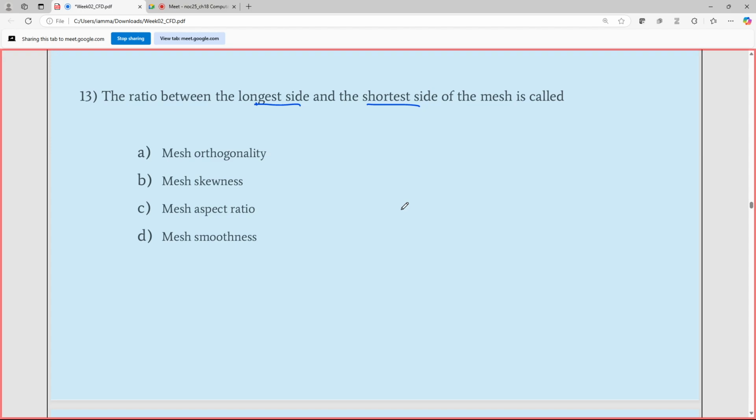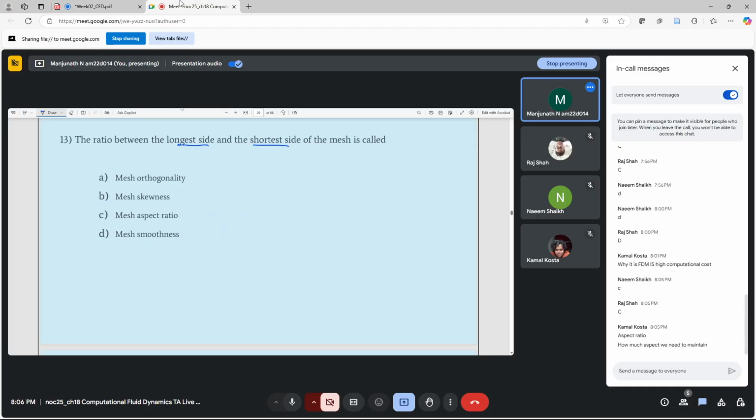So, in order to have a good mesh, there are some mesh quality metrics. Mesh orthogonality, skewness, aspect ratio, smoothness, all these factors are there in quality metrics. But here the question is on what is the name for the ratio between longest side and shortest side of an element or mesh. How much aspect ratio we need to maintain depends on the particular problem, what kind of geometry you have. It will depend upon the aspect ratio of the particular type of cells you are creating.